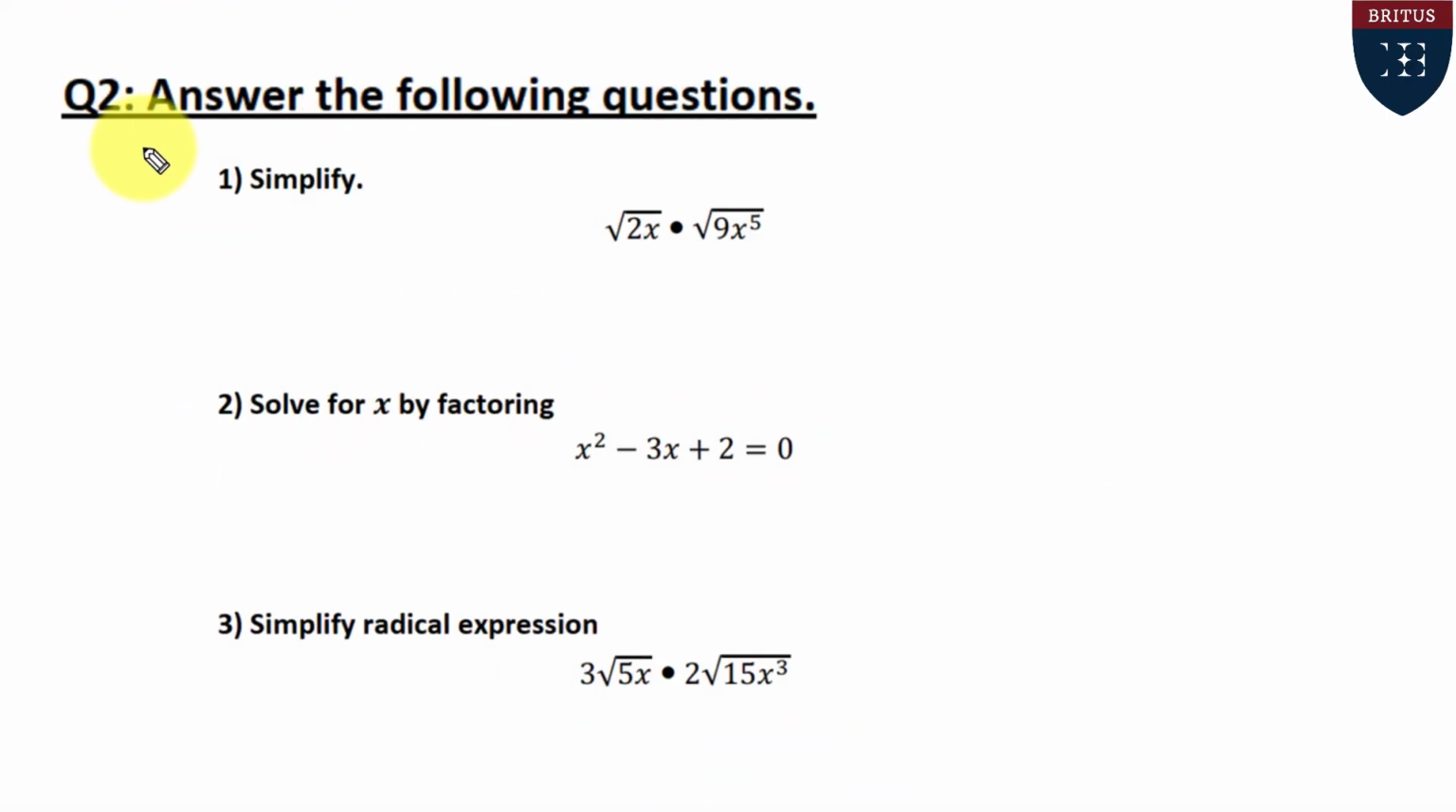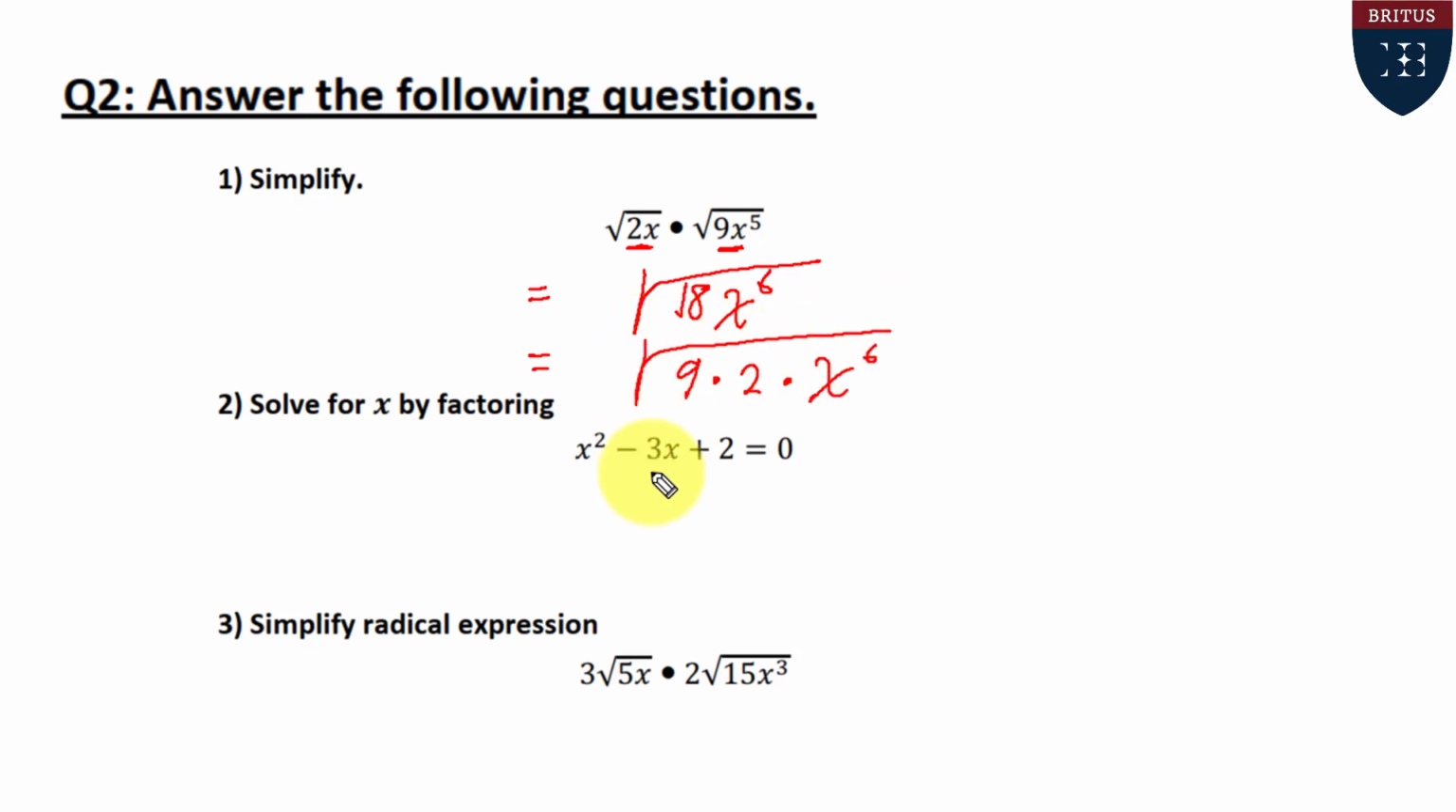Second, written questions. Simplify root 2x times root 9x raised to the power 5. Just multiply 2x by 9x raised to the power 5. 2 times 9 equals 18. x times x raised to the power 5 is x raised to the power 6. Just add the powers. And don't forget to draw the root. We can write 18 as what? 9 times 2. So we get 9 times 2 times x raised to the power 6 under the radical.